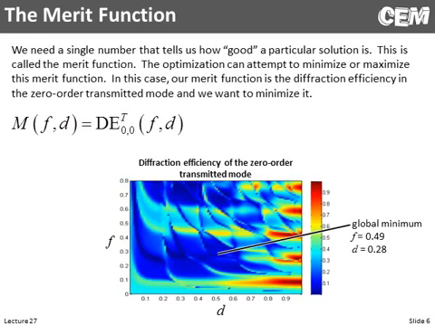Maybe we not only want to consider diffraction efficiency, but we want to consider the bandwidth. Maybe something about polarization, maybe the size of the device. Maybe we could get that diffraction efficiency with some extreme value of D or F, but we want to avoid those extreme values. So there may be multiple considerations, and it becomes very difficult sometimes to come up with a single number that tells you how good the design is.